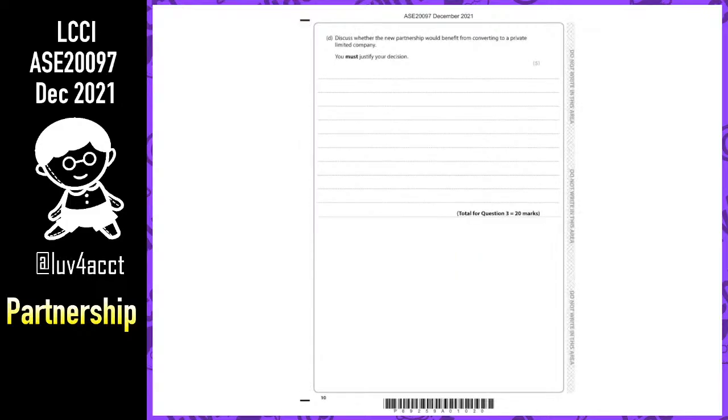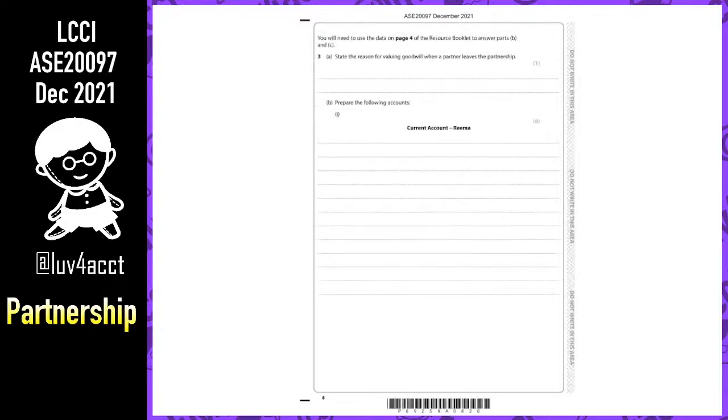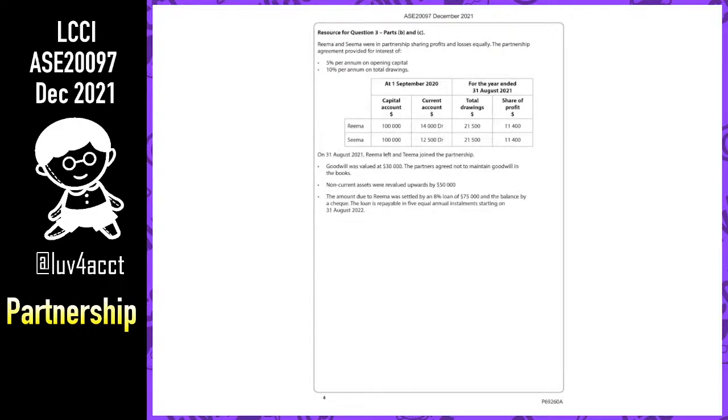And then the last thing, the new partnership. One is leaving, one is joining in. Whether the new partnership will benefit from converting to a private limited company, 5 marks, and you must justify your decision. Type of business organizations. These parts are easy. You just compare partnership with limited company and then make a decision.